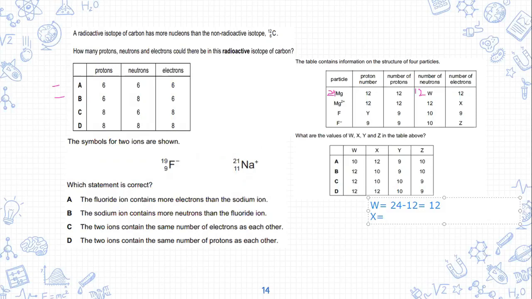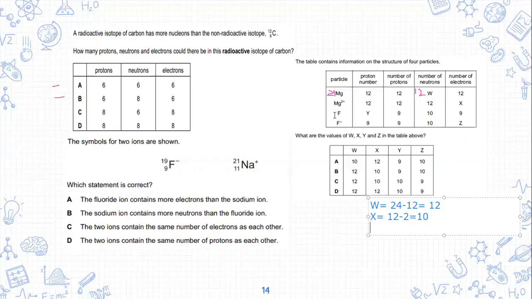X is the number of electrons of magnesium 2 plus ion. So the number of electrons is usually equal to the number of protons, but for ions we have to be very careful. So 12 protons, that means losing 2 electrons is going to be 12 minus 2, which is going to be 10. So 10 electrons for magnesium 2 plus ion.